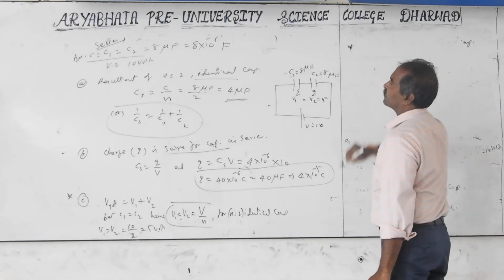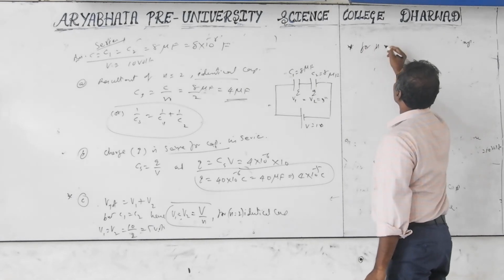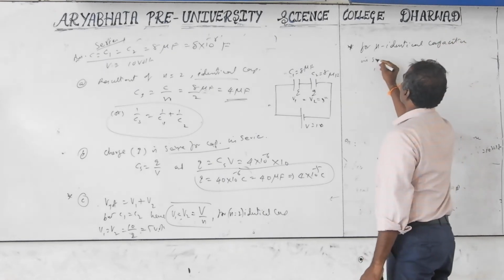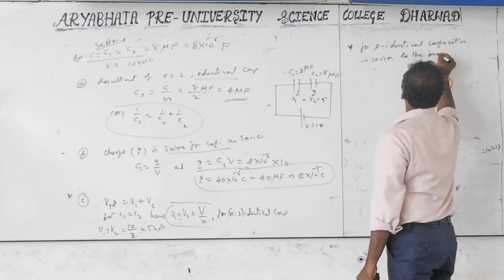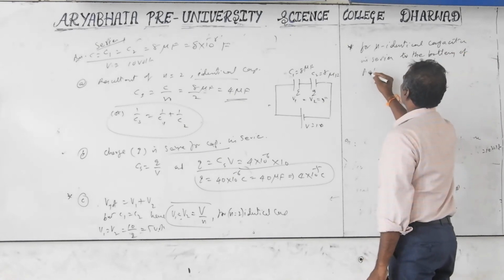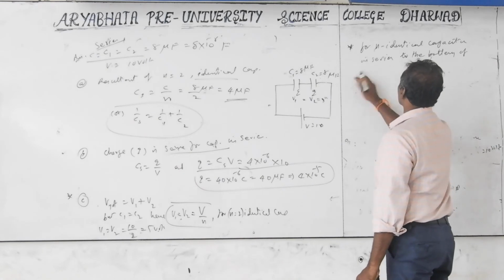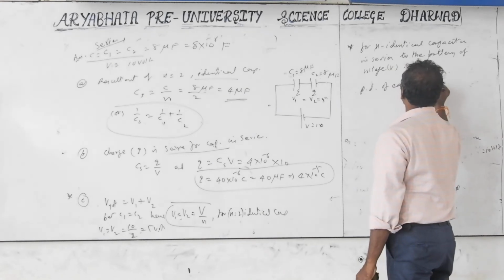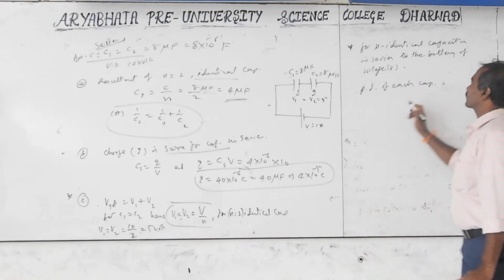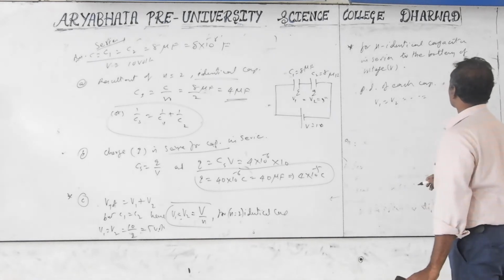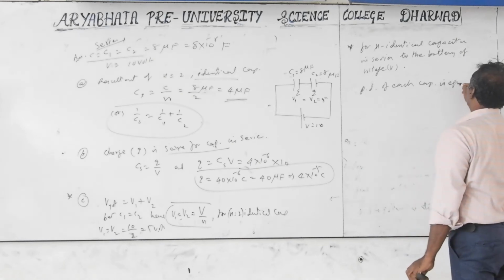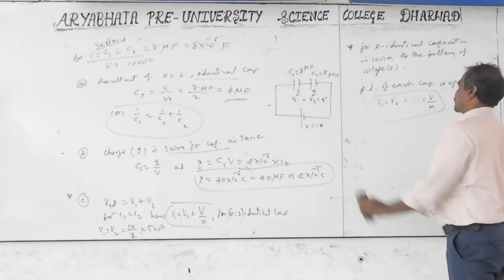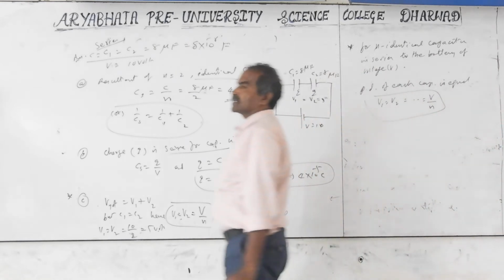The important point here: for N identical capacitors in series connected to a voltage V, the potential of each capacitor V1, V2 and so on is equal to V total voltage by N. The voltage of each is nothing but V by N for N identical capacitors in series.